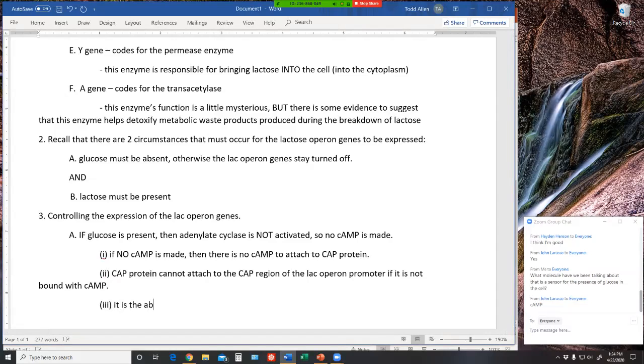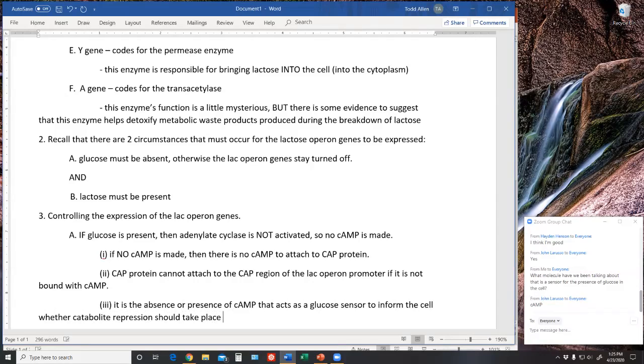It is the absence or presence of cyclic AMP that acts as a glucose sensor to inform the cell whether catabolite repression should take place or not.